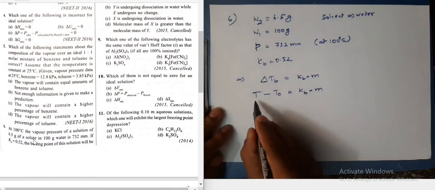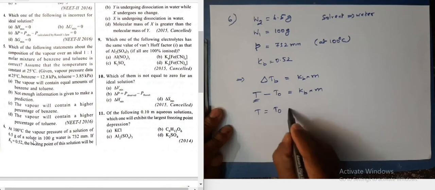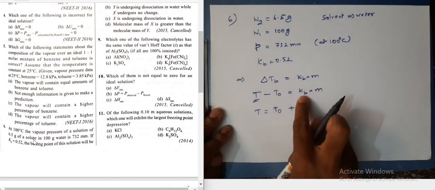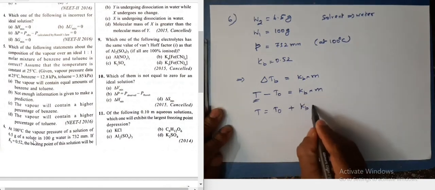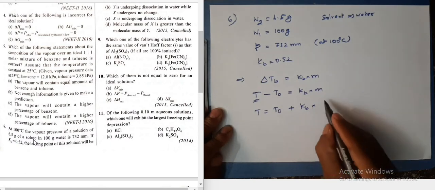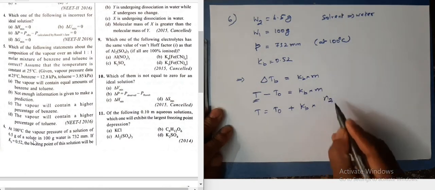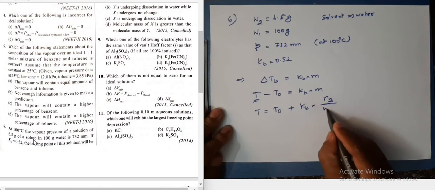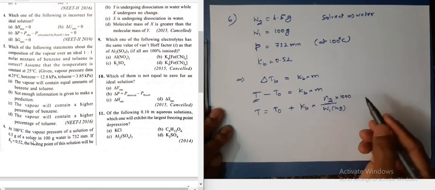So we need to find out this T. T is equal to T naught plus Kb, value is given. I am going to use that. What is molality? Molality is nothing but number of moles of solute divided by mass of solvent in kilogram, but I am going to use grams. If you put in gram, 1000 should come in the denominator, that I am bringing to the numerator, into 1000.